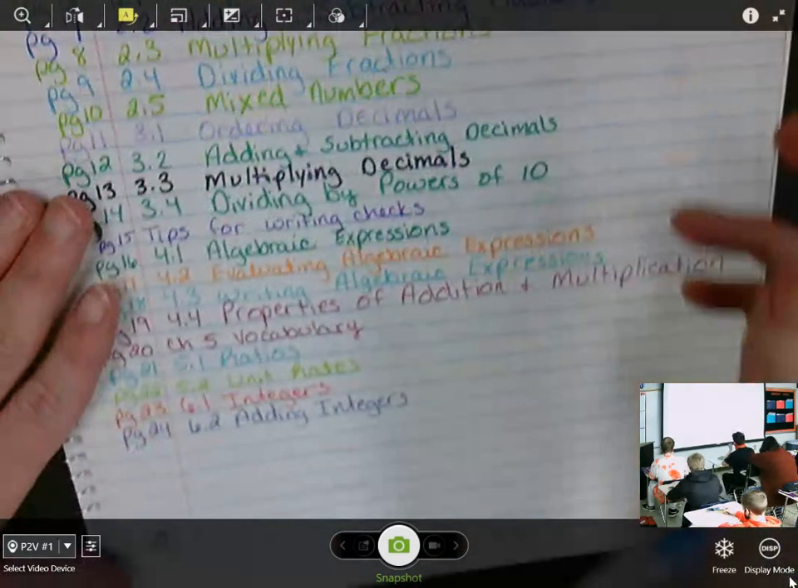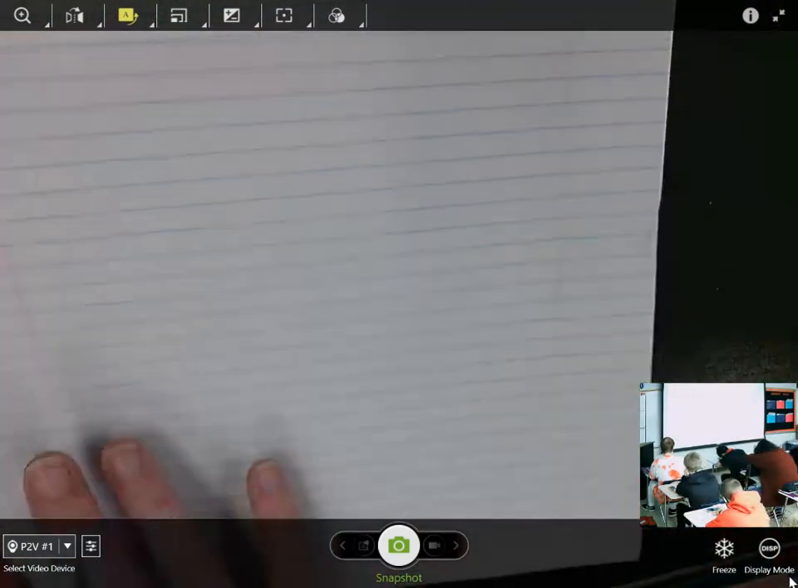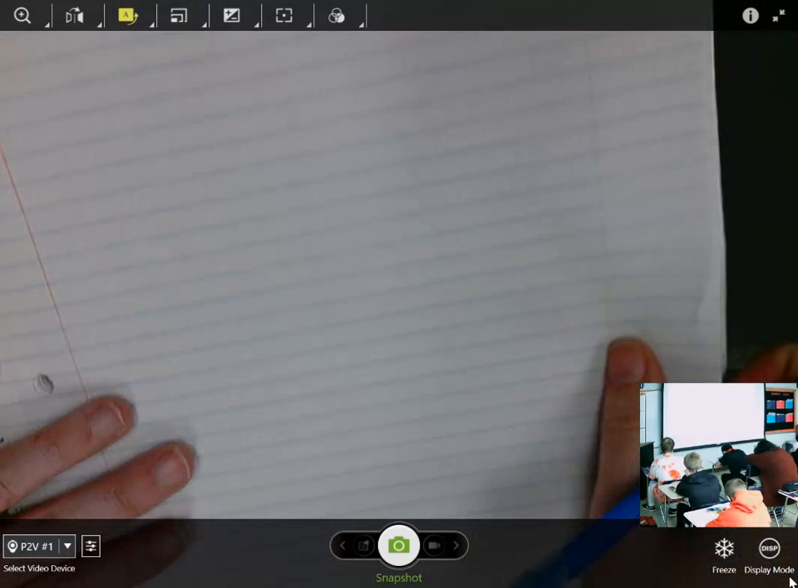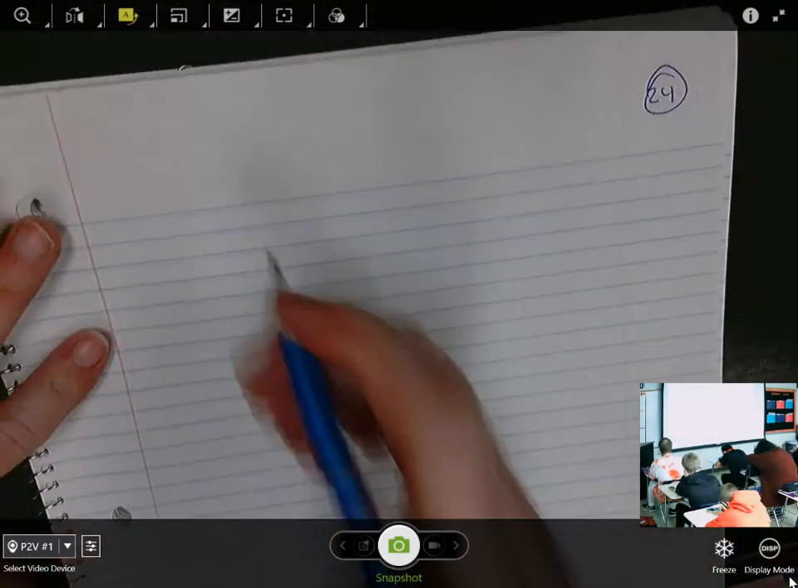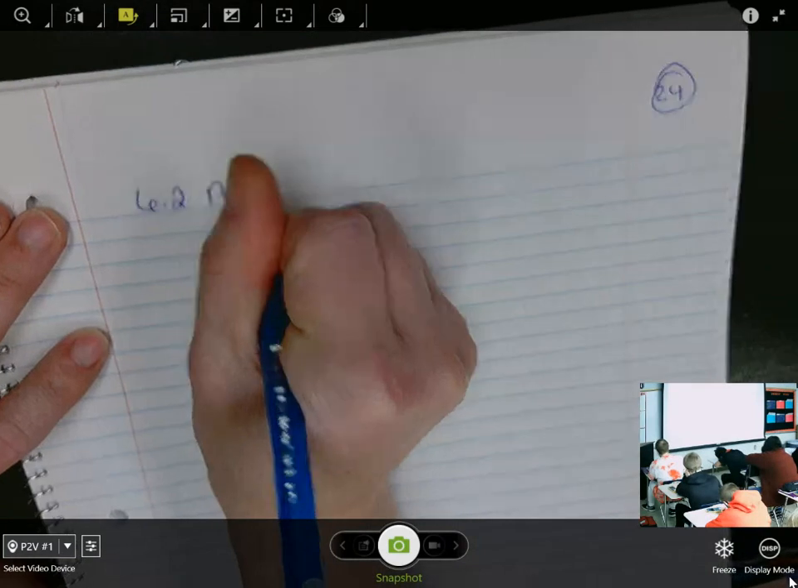All right, so page 24, 6.2, adding integers. So then you need to turn to page 24. Like I said, for you, it might be page 25. Put the page number in the top right corner and circle it. And then at the top, title it 6.2, adding integers.